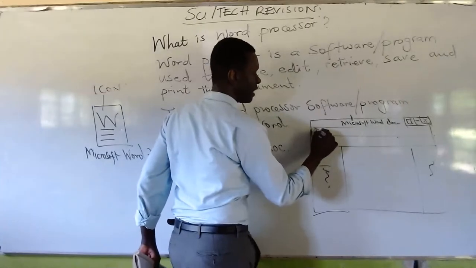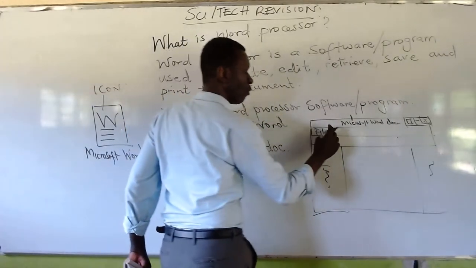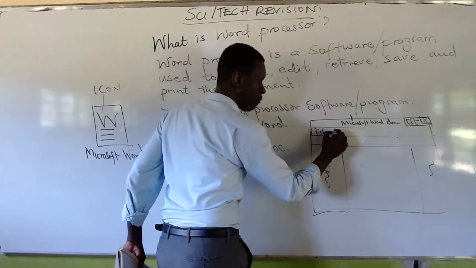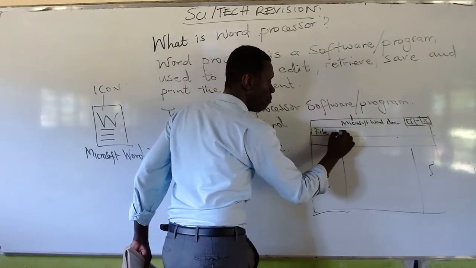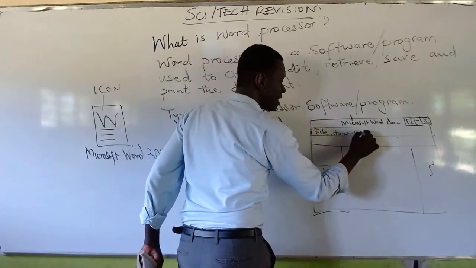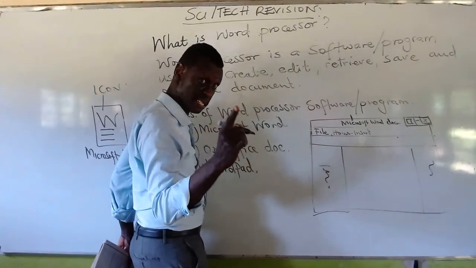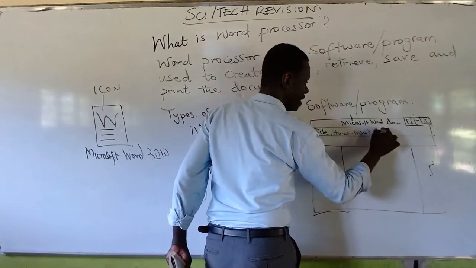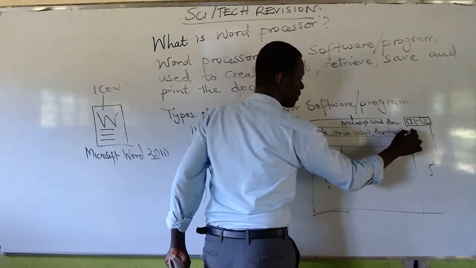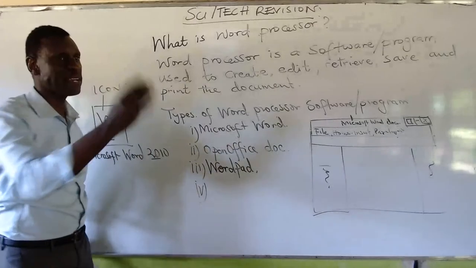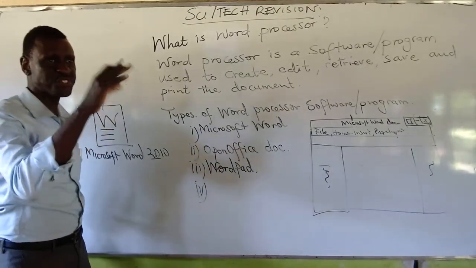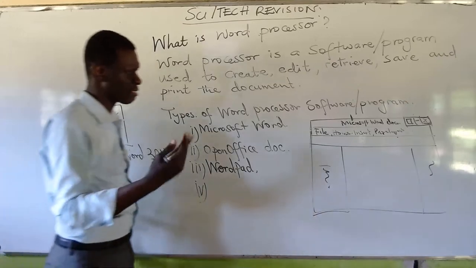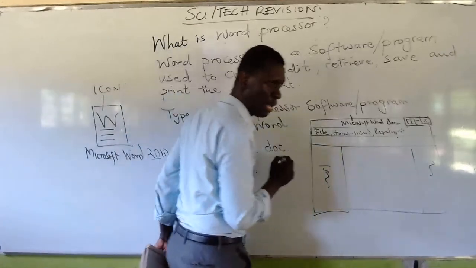Now this one has five. What else? Can we name this the menu bar? This is the menu bar. Home. Insert, not insert page, just Insert. Page layout. There are so many of them, around five or six menus. And then down here we have a ribbon.